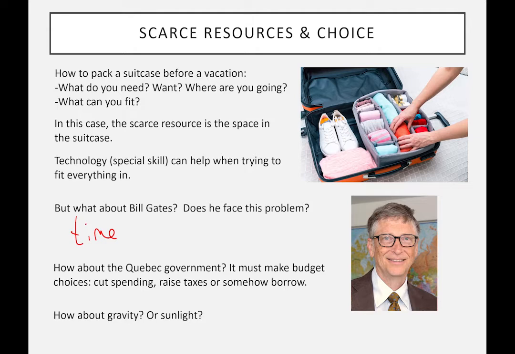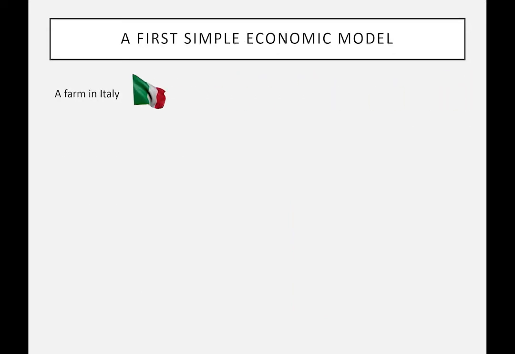But as I say, I think this definition of economics is somewhat narrow, and economics is a social science, and it's concerned with how people deal with one another. So let's get to our first simple economic model, and I'm going to do this by telling a little story.